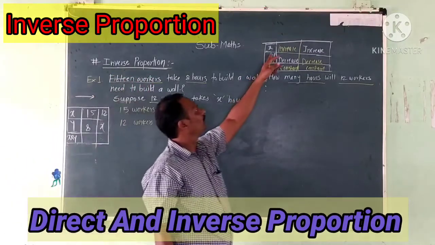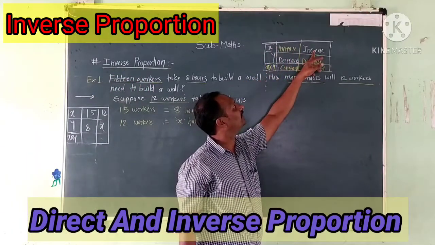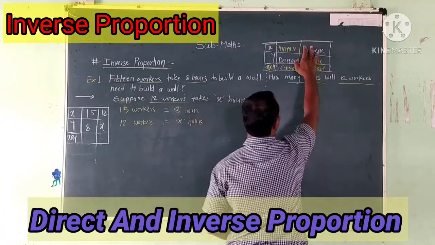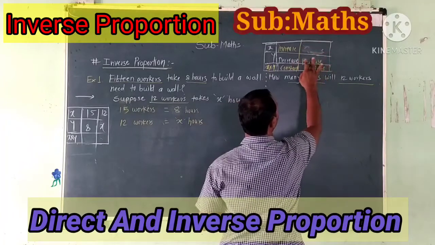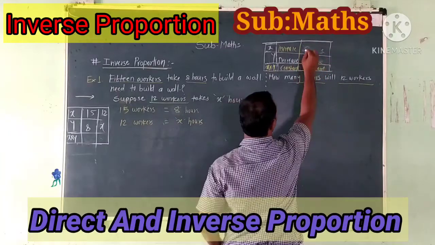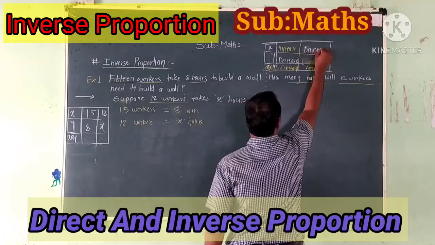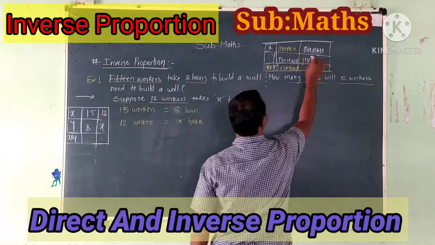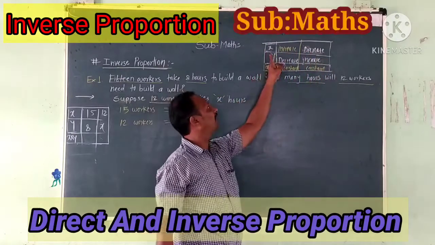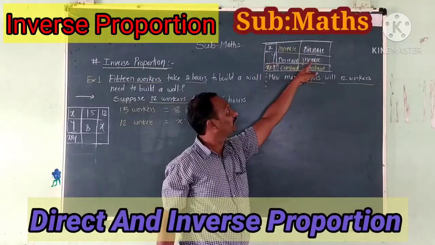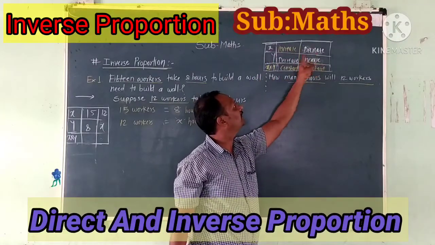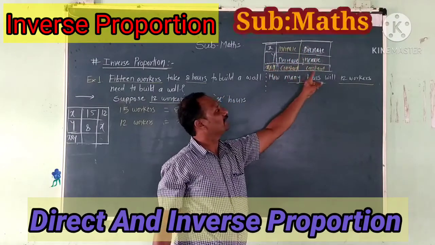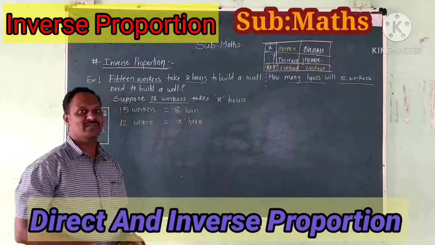And sometimes x is decreased and y is increased. That means the first quantity is decreased and the related other quantity is increased. If x is decreased and the other quantity is increased, and their product x into y is constant, that is called inverse proportion.